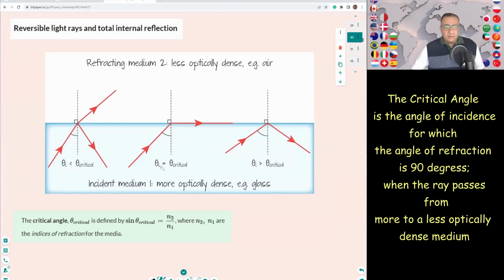The critical angle, by definition, is the angle of incidence for which the angle of refraction is 90 degrees, when a wave passes from a more optically dense medium to a less optically dense medium. This is the full definition of a critical angle. And the key word here is what? The key word is that the situation happens when the light passes from a more optically dense to a less optically dense medium, which means here we're going to switch Snell's law.